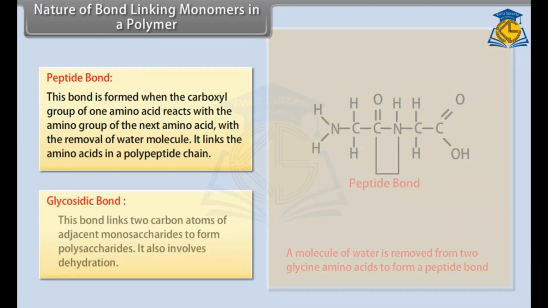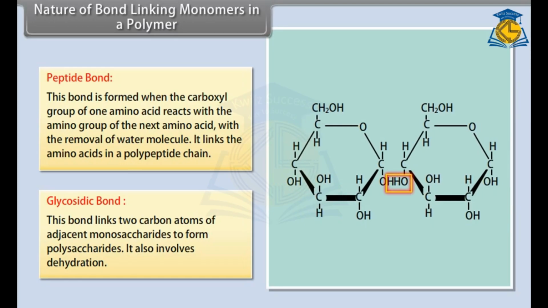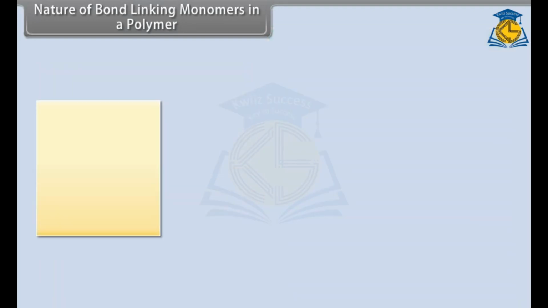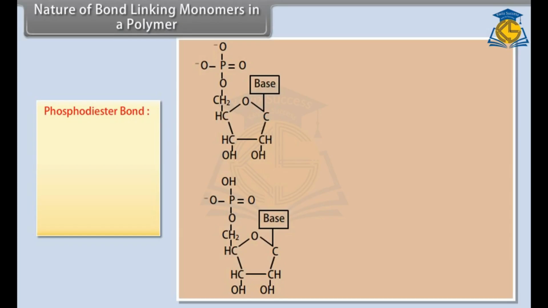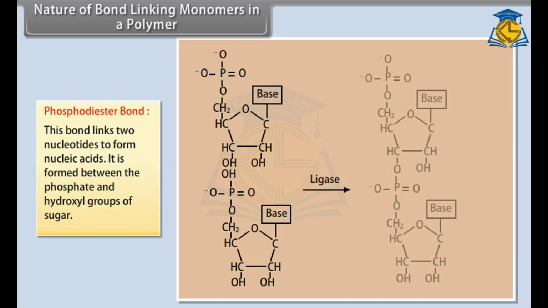Glycosidic bond. This bond links two carbon atoms of adjacent monosaccharides to form polysaccharides. It also involves dehydration. Phosphodiester bond. This bond links two nucleotides to form nucleic acid. It is formed between the phosphate and hydroxyl groups of sugar.